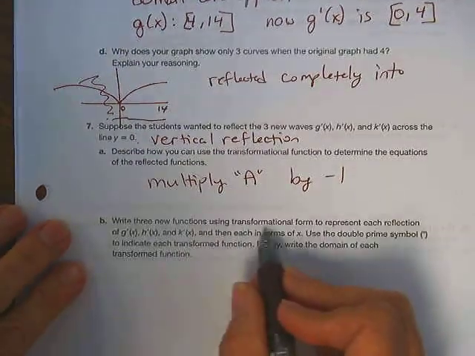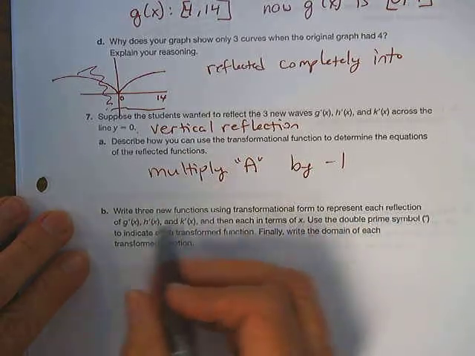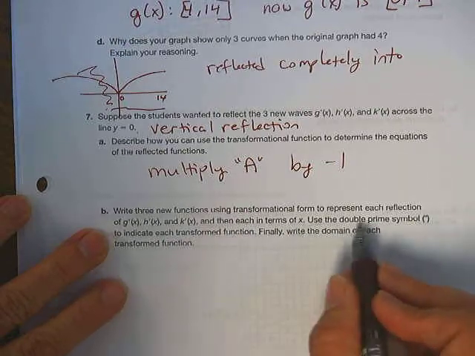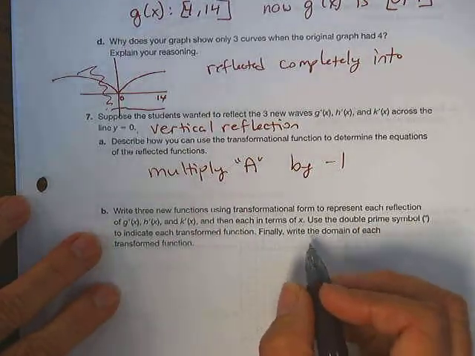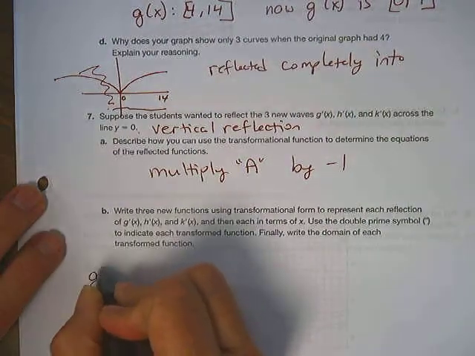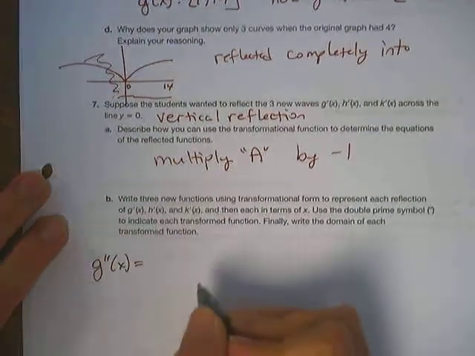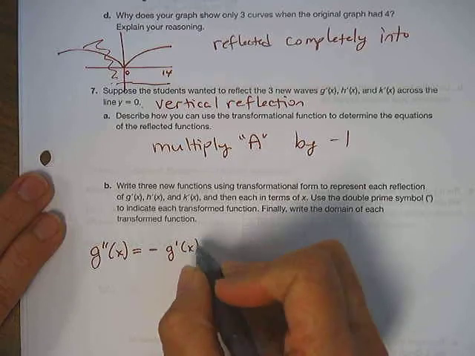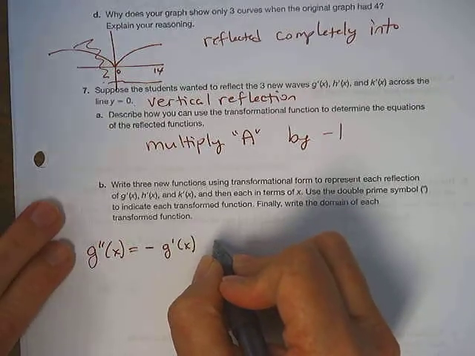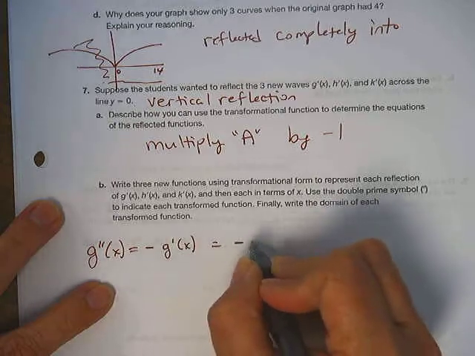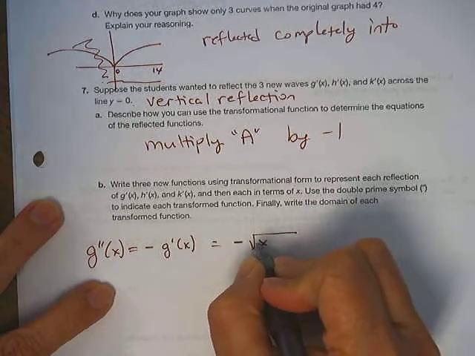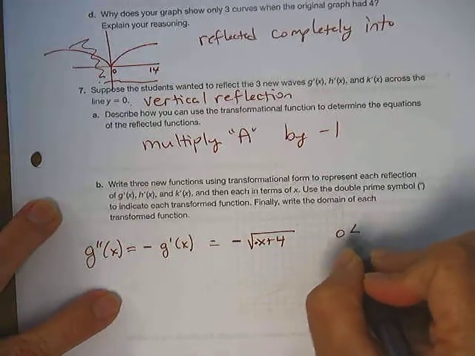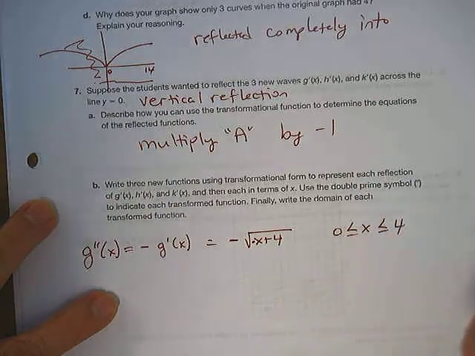So write these 3 new functions to represent the reflections of g prime, h prime, and k prime in terms of x. Use the double prime symbol to indicate them. Okay, so for g double prime of x, we took the negative of g prime of x, and that function looks like this: we put a negative in front of the square root of negative x plus 4. The domain of this is 0 is less than or equal to x is less than or equal to 4.